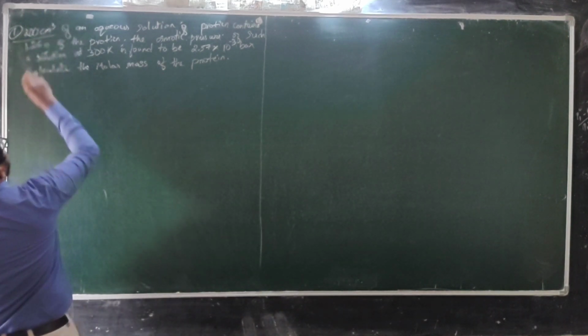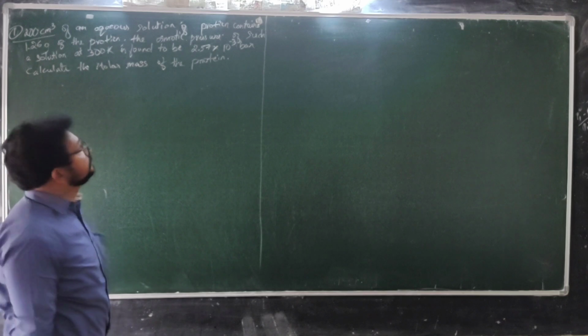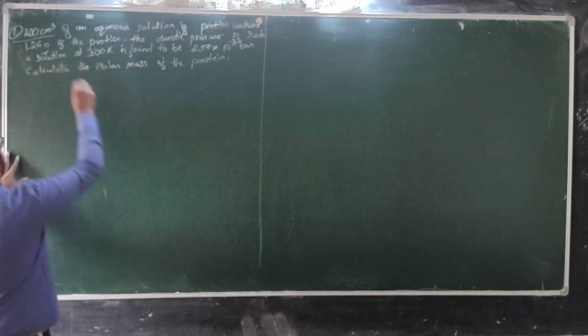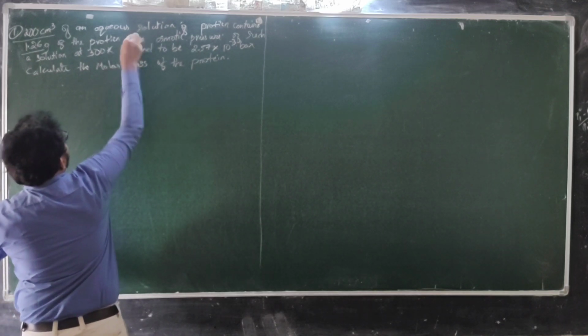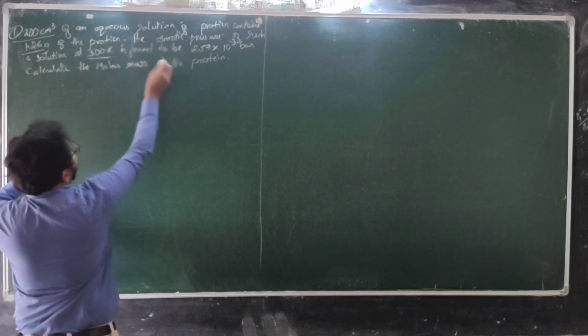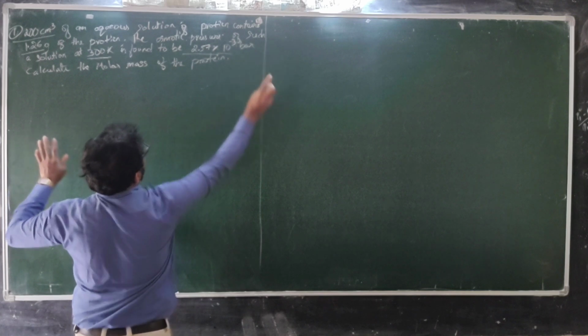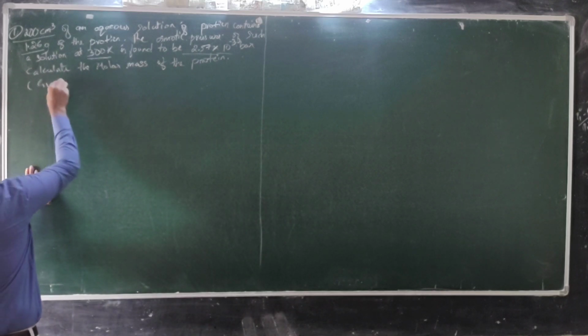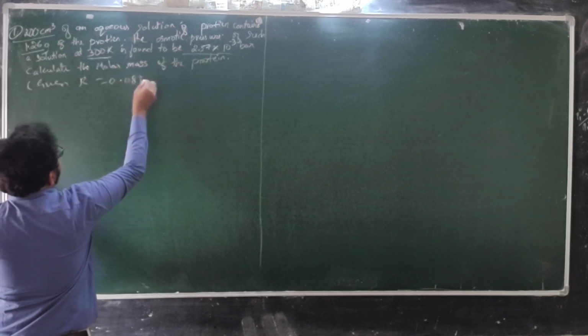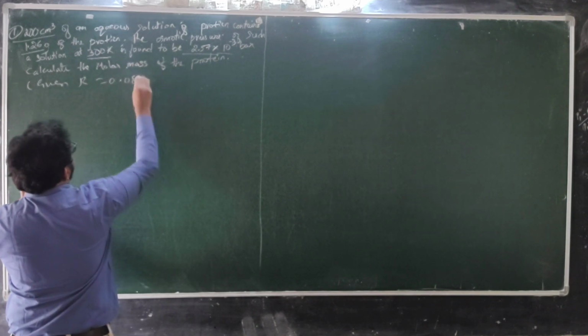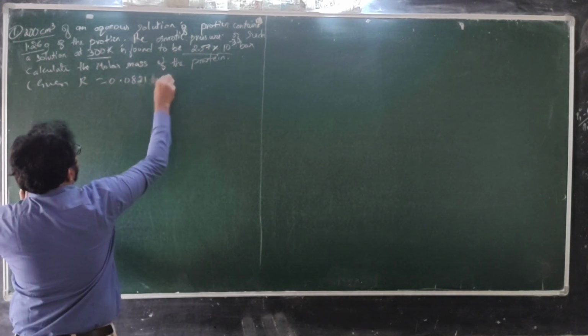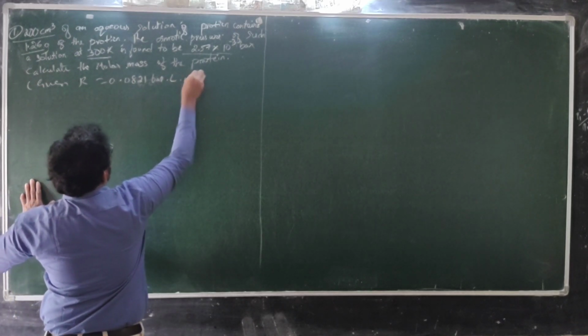200 cubic centimeter of an aqueous solution of protein containing 1.26 gram of the protein. The osmotic pressure of such a solution at 300 Kelvin is 2.57 × 10⁻³ bar. Calculate the molar mass of the protein. Given R is equal to 0.083 bar liter per mole per Kelvin.